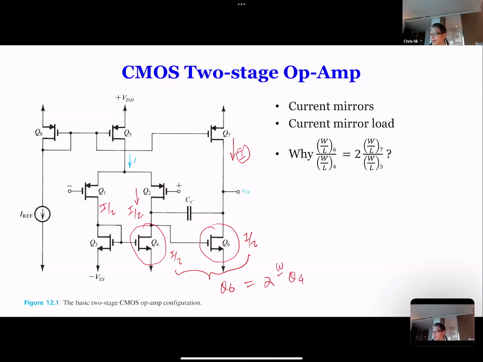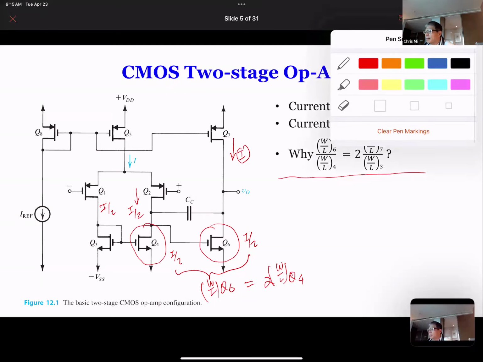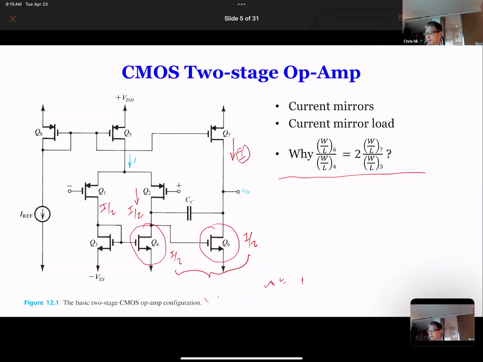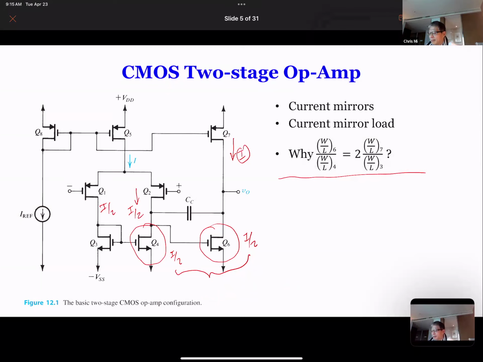So what we are saying is W over L of Q6 should be twice that of Q4. So that's why this equation comes from. So W over L of 6 over W over L of 4 should be twice W over L of 7 over W over L of 5. So now we have all the components identified. What we need to do is I want to rewrite this one.